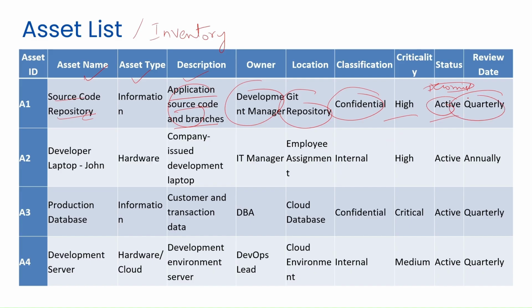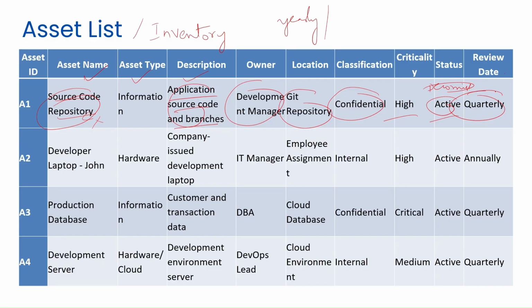Then the review date is quarterly. Every quarter or yearly, depending on your program or process, you have to come back and revisit this asset list and ask, is this asset still being used, or do you not need it? If you don't need it, you can decommission it. If you need it, you can continue using it. That's how you have to have a review date.